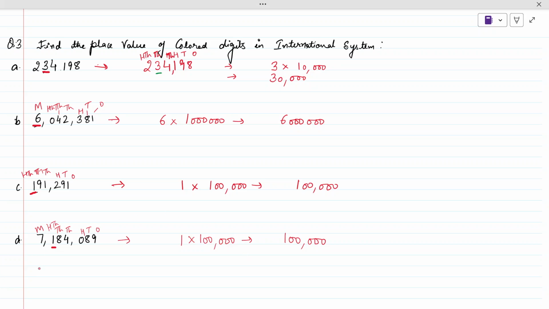And how do we call this number in words? It is 7,184,089. Okay, because at the 100 place there is nothing, so we will say this as 7,184,089. That is our word form. So this is the end of this question.